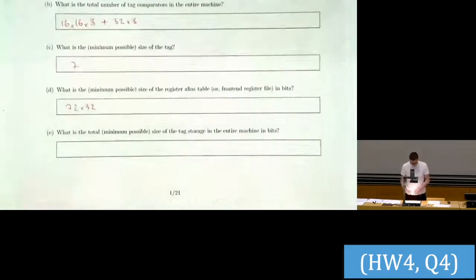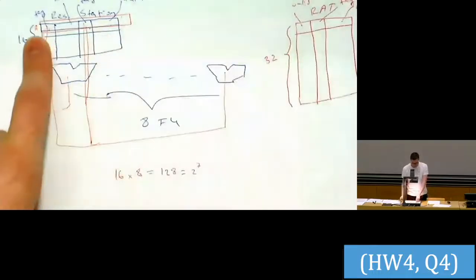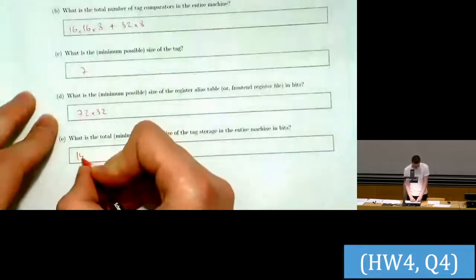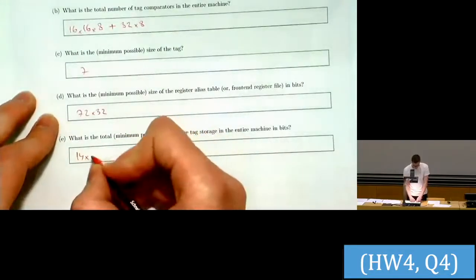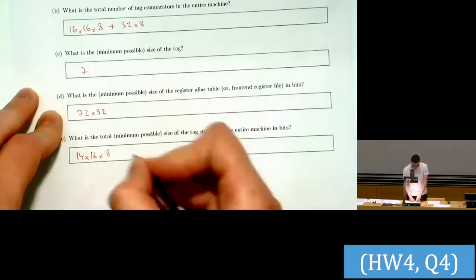And then the last part is, what's the total size of the tag storage in the entire machine in bits? So it only asks about tag storage right now. So we should include the tag storage in the register alias table as well as in the reservation stations. So in the reservation stations, we have 2 tags per entry, right? So it is 14 bits because we know the tag is 7 bits. So it is then 14 multiplied by 16, because we have 16 entries per reservation station, and there are 8 of them, right?